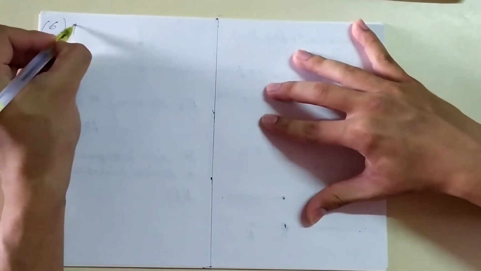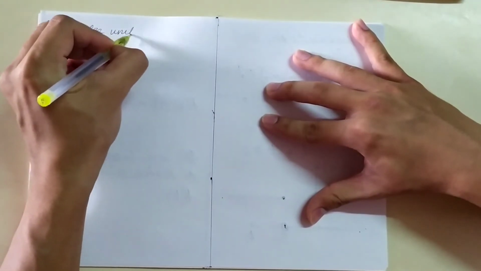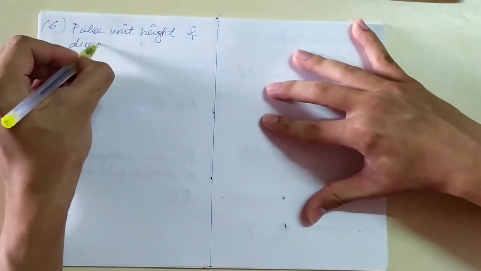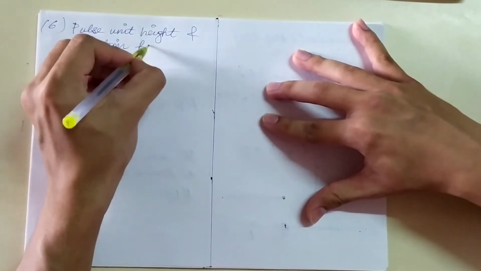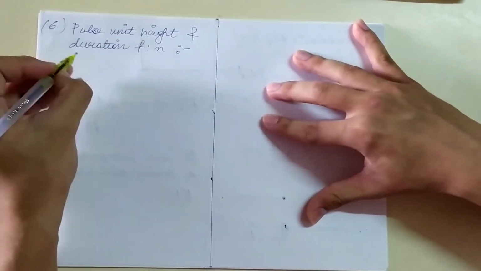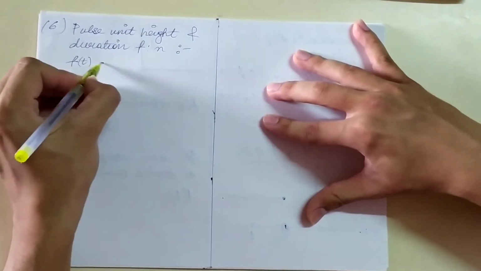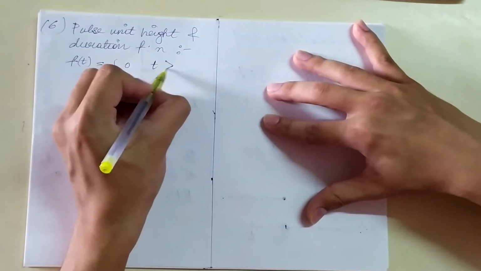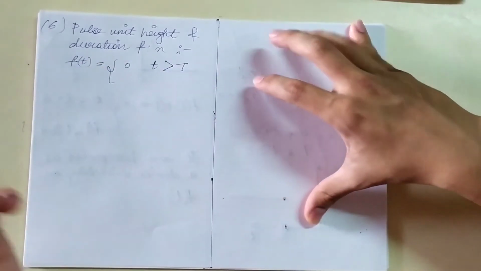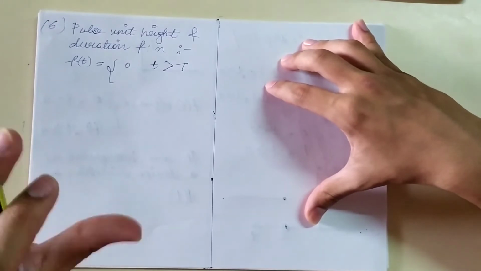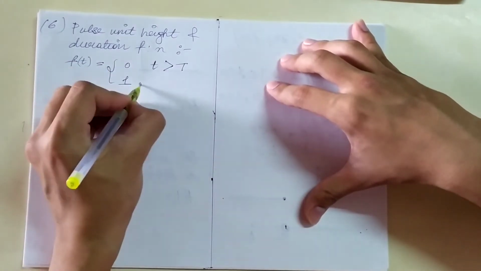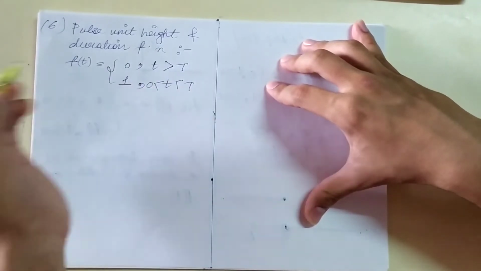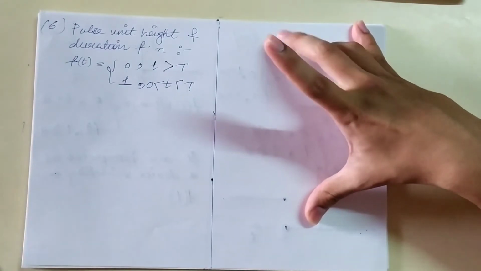So the sixth function is the pulse of unit height and duration function. It is defined as f(t) equal to 0 for t greater than capital T, where capital T is basically a time period, and 1 for t less than capital T and greater than 0. This function does not go into much detail, so we will discuss only up to here.